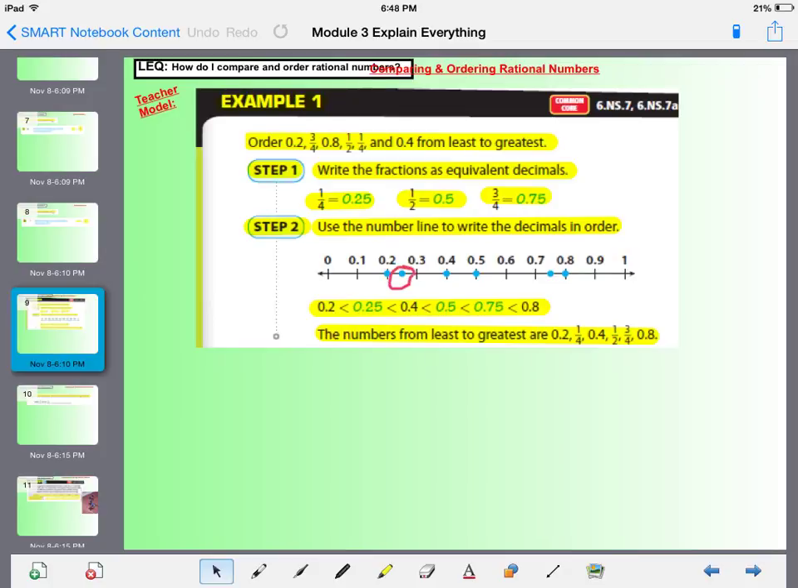And there it is. You also have to plot your 4/10, your 5/10, your 75 hundredths, which again would fall between your 7/10 and your 8/10, and lastly your 8/10. Once we plot these, it makes the question a lot easier, because all we have to do is determine which is least to greatest. On a number line, our numbers go from least to greatest. So we would say 2/10 is less than 25 hundredths, is less than 4/10, is less than 5/10, is less than 75 hundredths, and lastly, less than 8/10.